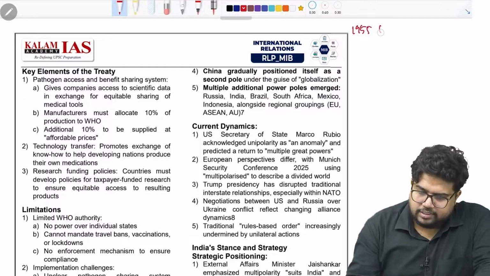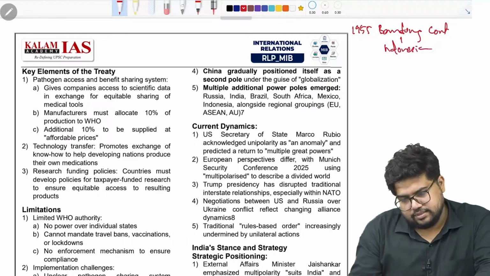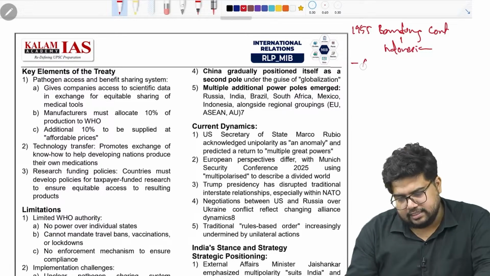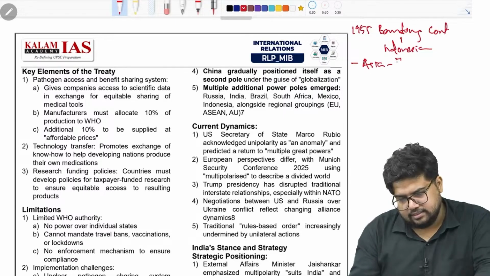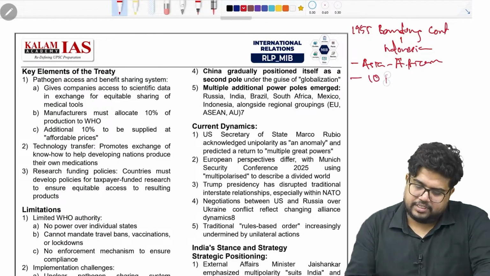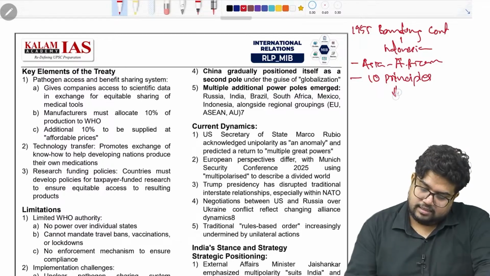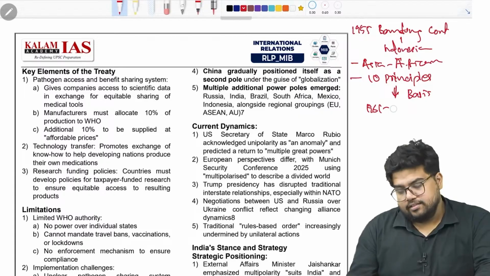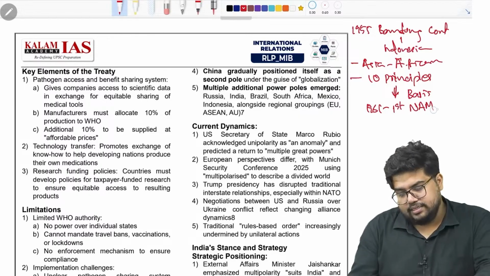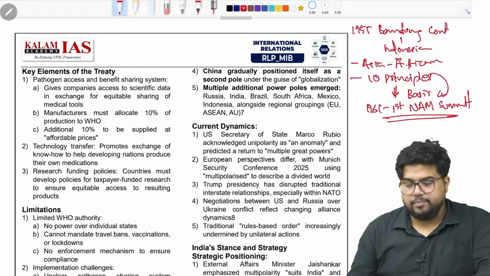The 1955 Bandung Conference: where exactly is Bandung? It is in Indonesia. This was a gathering of Asian and African countries, and it laid down 10 principles, called the Bandung principles. These principles were the basis for the first non-alignment movement summit, held in 1961.